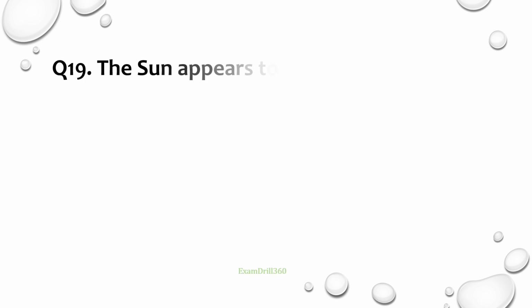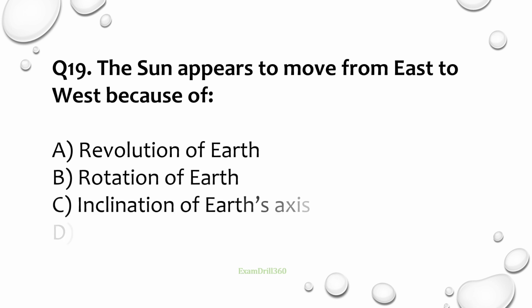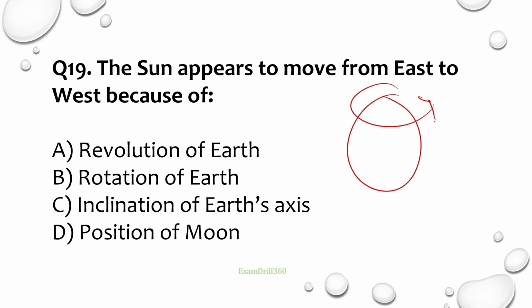Next, question number 19. The sun appears to move from east to west because of what? This one we know that the sun does not move from east to west. That is what we see. That creates an illusion. So why is that? Because the Earth rotates on its own axis from west to east.